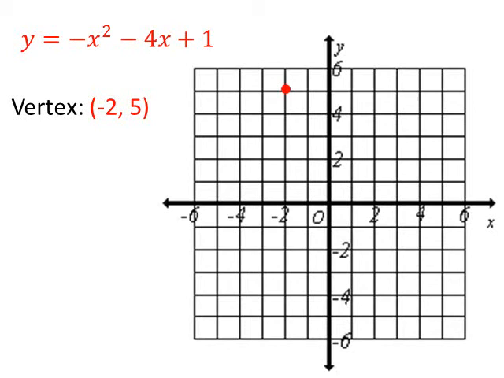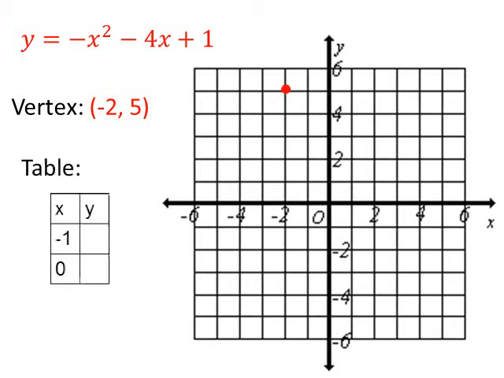In this case, since the vertex is at negative 2, my next 2 points are going to be negative 1 and 0. Just keep going up the line. Negative 2, negative 1, 0, just like you're counting. When I plug in negative 1, the first term is going to be negative 1. The second term is going to be positive 4. The third term is going to be positive 1. That adds up to 4.